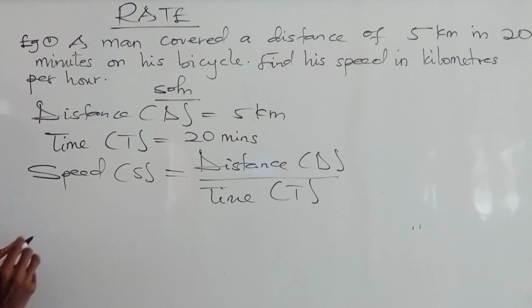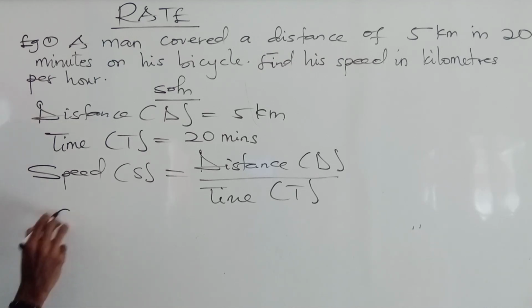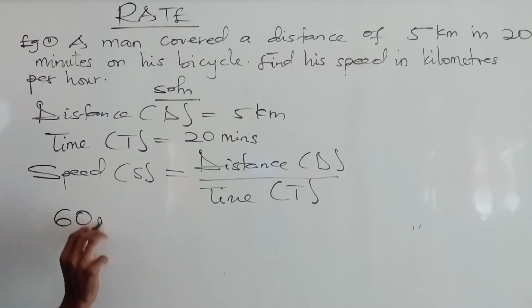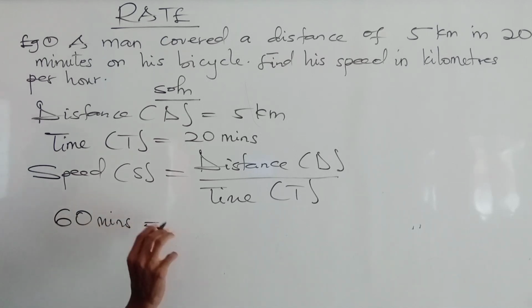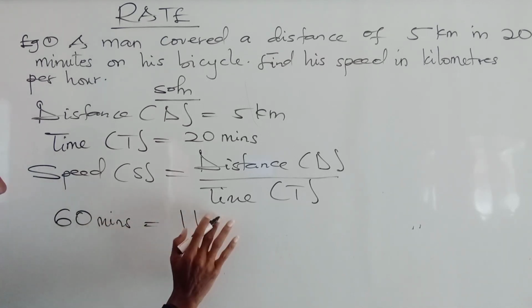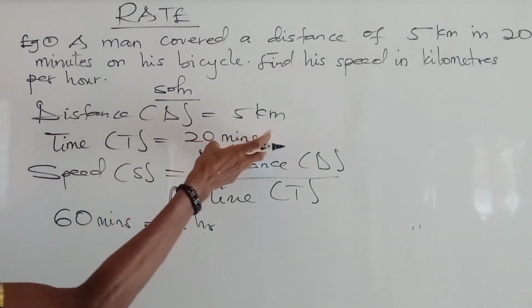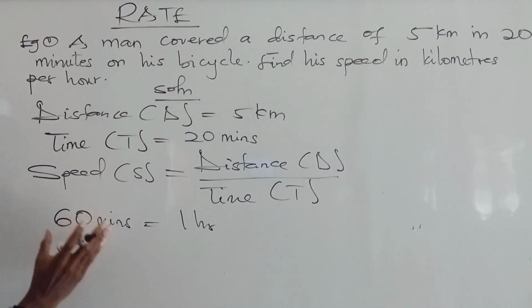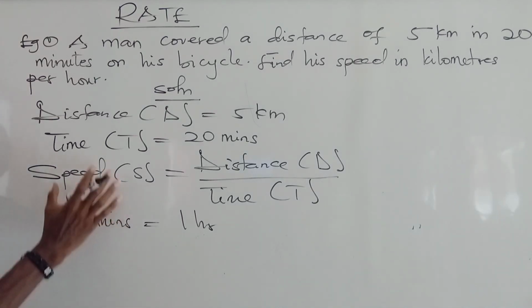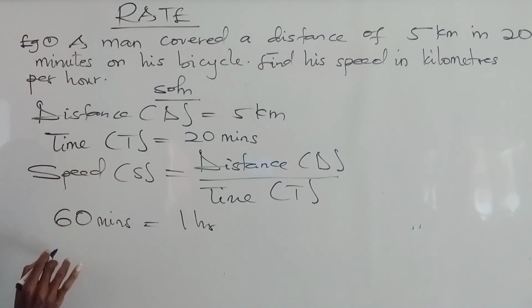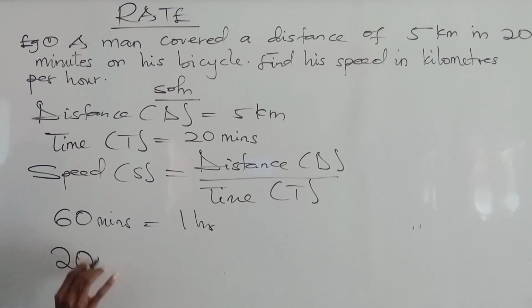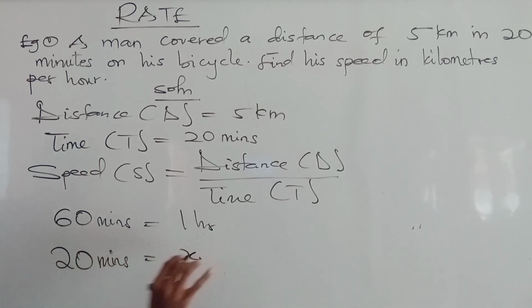So we know that for every 60 minutes is equal to 1 hour. I hope you agree with me. For every 60 minutes is equal to 1 hour. So we are changing the 20 minutes, so we are going to write it under the minutes column. We are going to write our 20 minutes equals to s, we don't know.